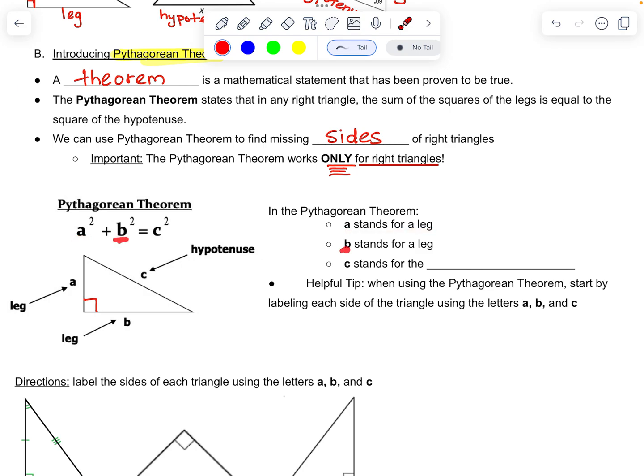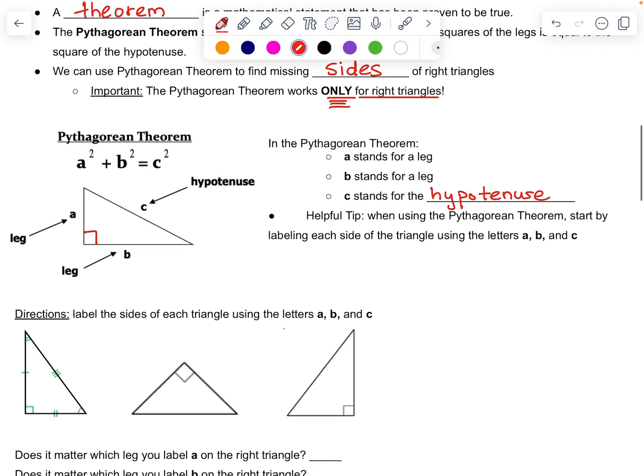The B also stands for leg. And the C, well, the C is going to stand for the hypotenuse. So we reserve the letter C for the longest side, the hypotenuse. And so what we're going to practice in this next section is just labeling each side of the triangle using the letters A, B, and C.